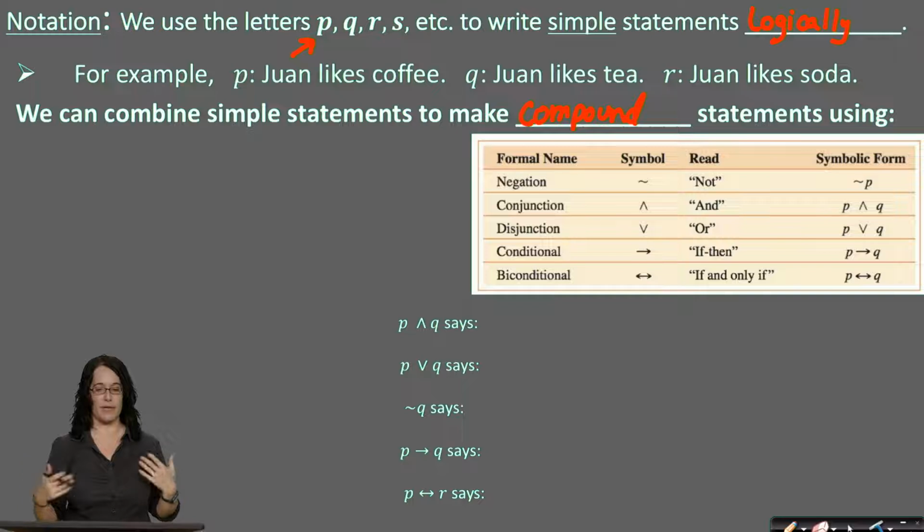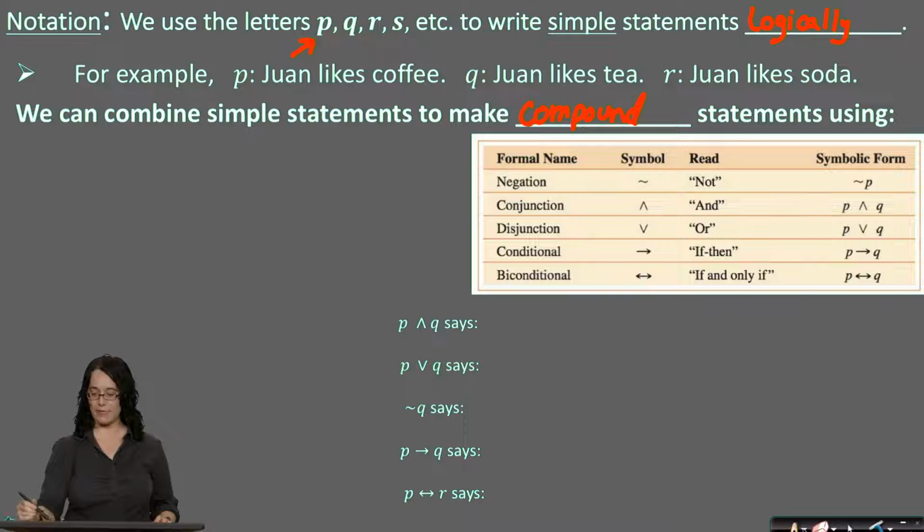So let's think of some simple statements that we could rewrite in logical symbols. For example, let's look at the statement, Juan likes coffee. I'm going to call that statement P. So statement P will represent Juan likes coffee. And I'm going to call Juan likes tea the statement Q, and Juan likes soda the statement R. Very simple statements, just your subject and your verb, basically. Now we're going to combine those simple statements by practicing using our new connectives.